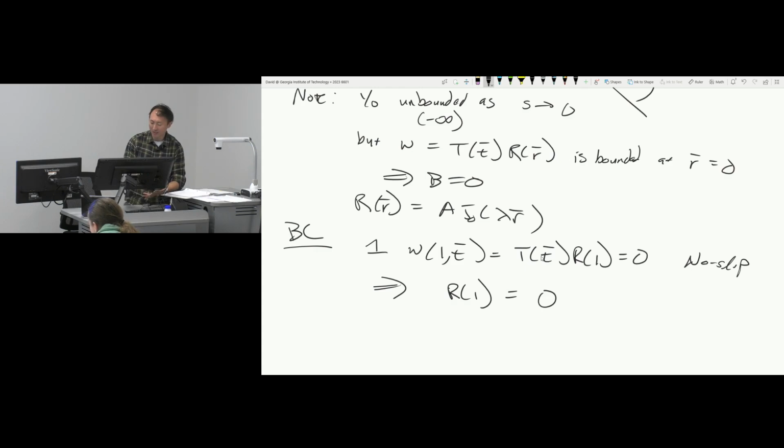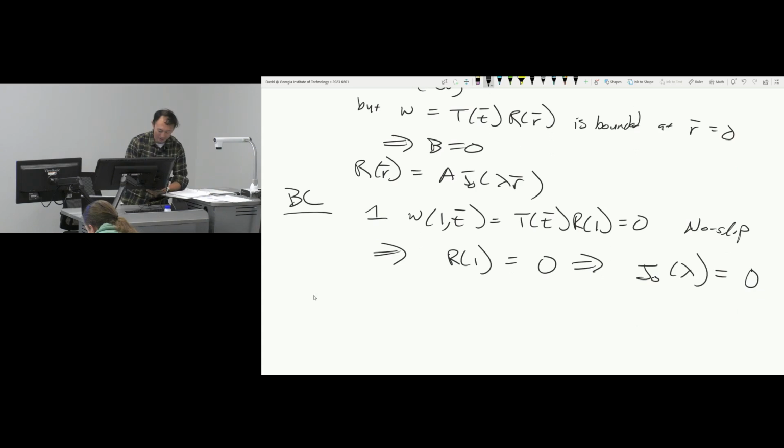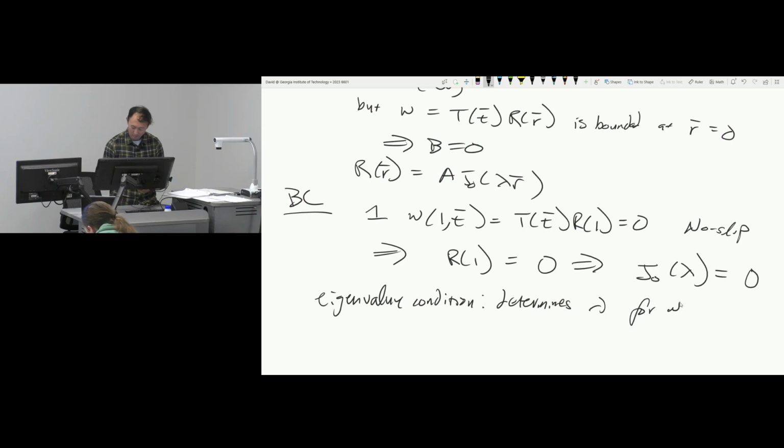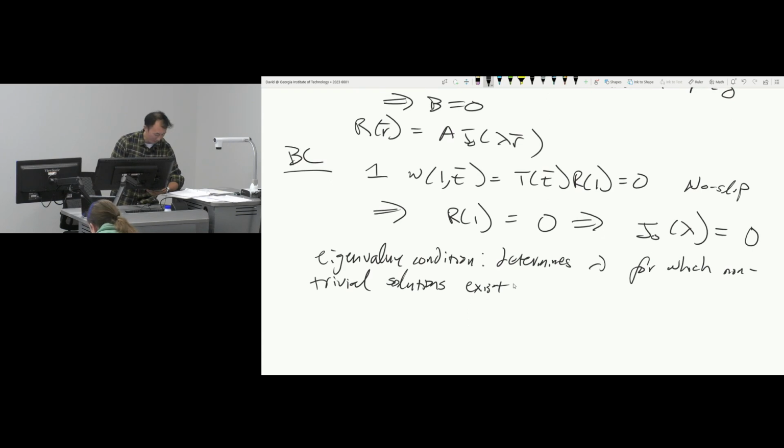Because the time-dependent part was exponential, capital T never goes to 0. So the only possible way is that R at 1 has to equal 0, which tells us that J naught of lambda has to equal 0. This is what's called the eigenvalue condition. That tells us which of those Bessel functions we actually care about.